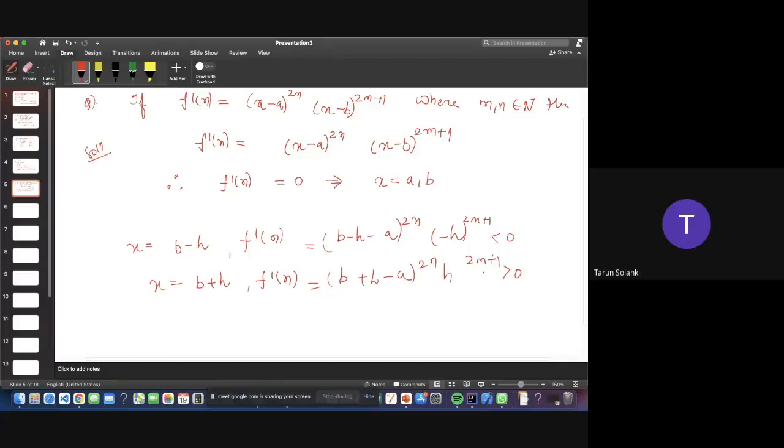So here it means as x passes through the point b, f dash x changes its sign from negative to positive. Hence x equal to b is a local minimum point. Okay, so we can copy this problem.